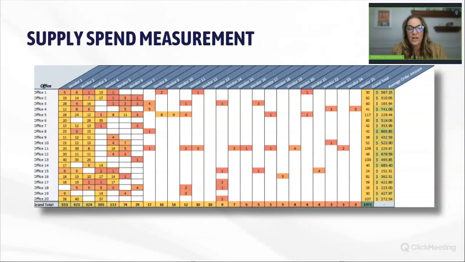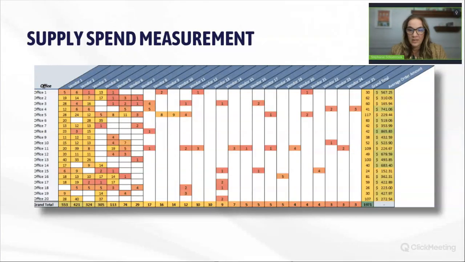For example, Office One ordered from vendor number 1 5 times. They ordered from vendor number 2 6 times, 3, 13, et cetera. And then following office number 1 all the way to the right, they placed 30 orders, and the average order they placed was $567. So this is over a year.